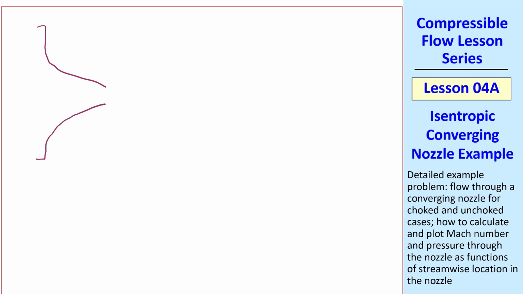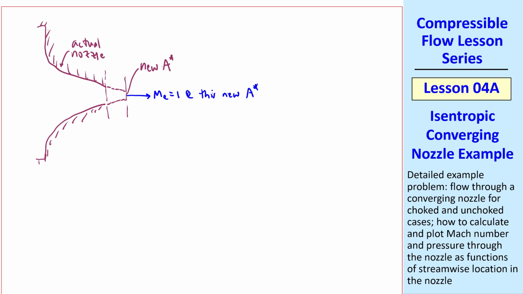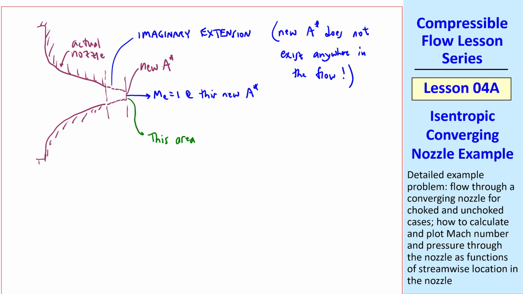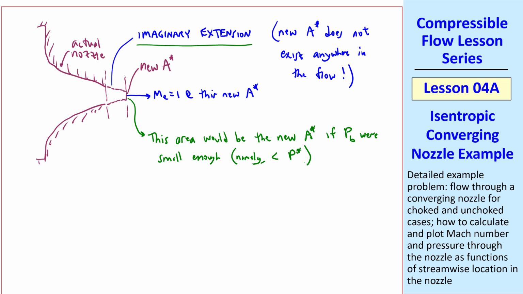Let's sketch the actual nozzle shape, where the exit plane was the original A star. But now imagine an extension to this nozzle, where we have a new A star. If we added an extension like this, the Mach number would be 1 at this new A star. But this is just an imaginary extension. This new A star does not exist anywhere in the flow. Another way of saying this is that this new area of our imaginary extension would be the new A star if PB were small enough, namely less than P star.